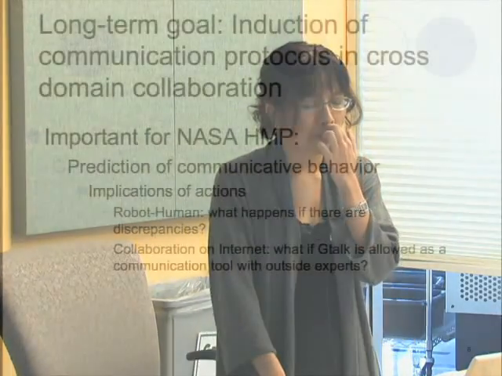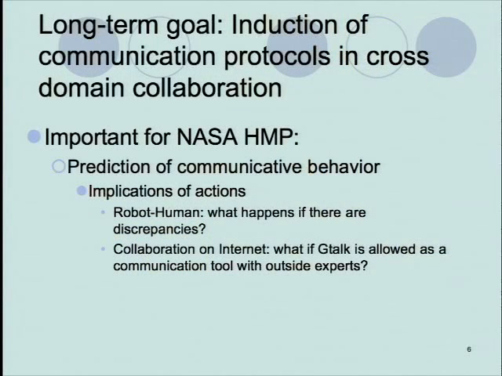So I set the long term goal to understand how people induce communication protocols in cross-domain collaboration. Why would such findings be important for NASA HMP? It is to allow some sort of prediction of communicative behaviors, because with the prediction, you can know the implications of actions. So if there is a discrepancy between the robot-human communication, how would you allow the robot to handle that discrepancy, or what sort of tools can you build to incorporate that discrepancy? And if you allow them to collaborate on the internet, for example, what if GTalk is allowed as a communication tool with outside experts? What are the consequences of that?